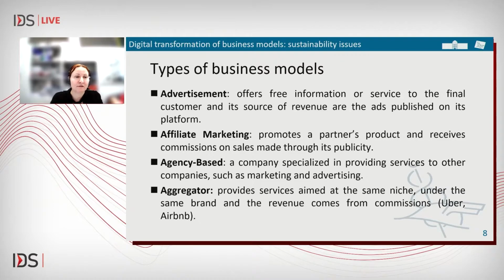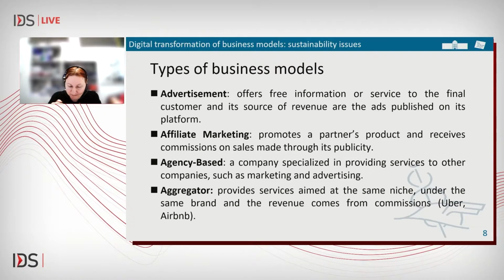The first model is advertisement. This model offers free information and services to the final customer, and its source of revenue is the ads published on its platform. Then we have the affiliate marketing model, where a company promotes a partner's products and receives commission on sales made through its publicity. Then we have the agency-based model, a company which is specialized in providing services to other companies.